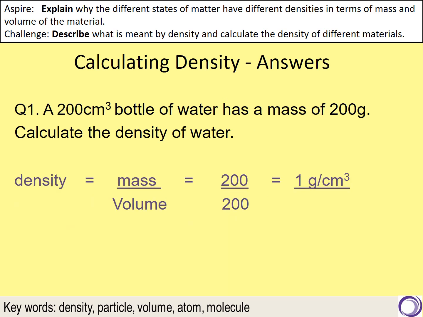Okay, so the water calculation, what you should have done is written out the equation, which is density equals mass divided by volume, then plugged in the numbers, so 200 divided by 200, and that gives you 1 gram per centimetre cubed. So that means 1 gram of water will take up about 1 centimetre cubed of space, of volume.